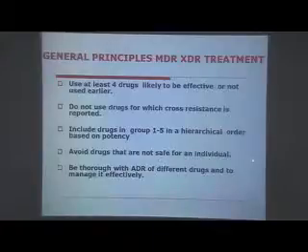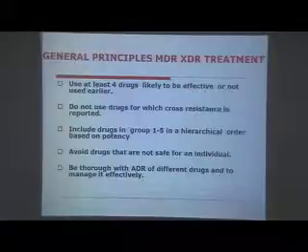Avoid drugs that are not safe for an individual. Another important thing: for example, in a very elderly patient, we cannot give a high dose of ethambutol. If the patient has a renal problem, you cannot give an aminoglycoside. All those things we should remember. And you should be very thorough with adverse drug reactions. Very, very important. Whenever you read about these drugs, be thorough with adverse drug reactions. You should know the absolute contraindications. Is there an absolute contraindication for that drug?